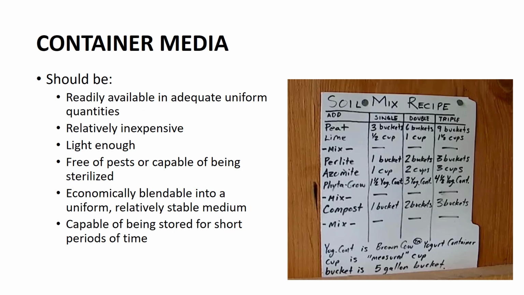A good container medium must possess the criteria and perform the various functions discussed previously. In addition, it should be readily available in adequate uniform quantities, relatively inexpensive, light enough to be handled conveniently within the nursery and to be transported economically to market, free of pests, including weed seeds, disease organisms, harmful insects, nematodes, herbicide residues, etc., or be capable of being sterilized without the production of toxic substances, for example, soluble salts, ammonia, biuret, and other phytotoxins, economically blendable into a uniform, relatively stable medium, and capable of being stored for short periods of time without significant changes in the physical and chemical properties.